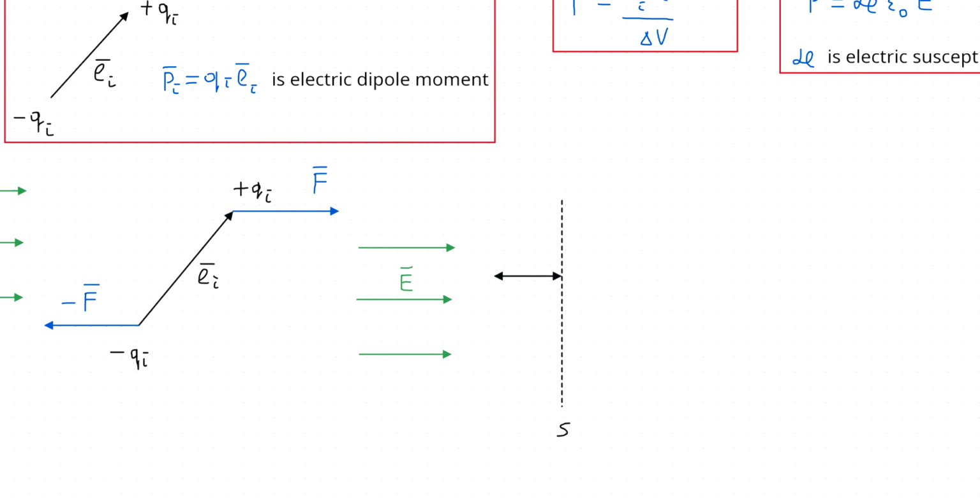So minus Qi on some distance L2. And positive charges will be moved to the right on distance L1. It is Qi.